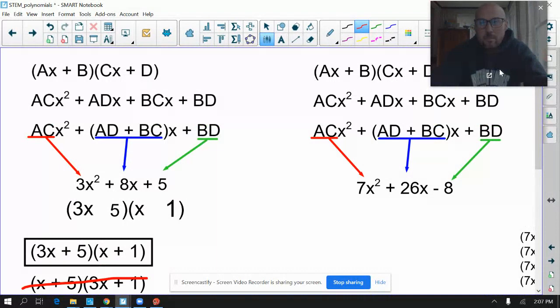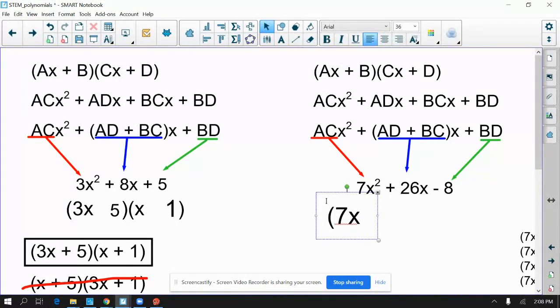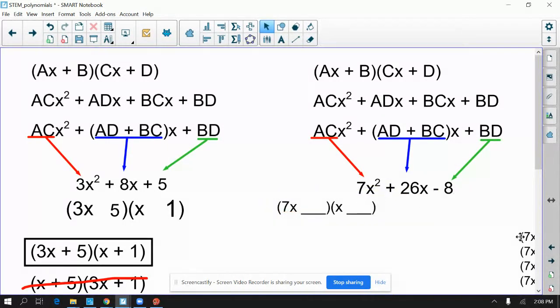This one is a bit more challenging. So for this trinomial, A and C have to multiply to 7x squared. Well, again, lucky that 7 is prime. So it has to be 7x plus or minus something times 1x plus or minus something. It truly has to be. But then these two numbers over here have to multiply to negative 8. And there are a lot of options.